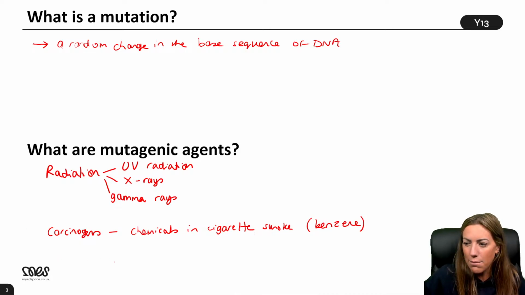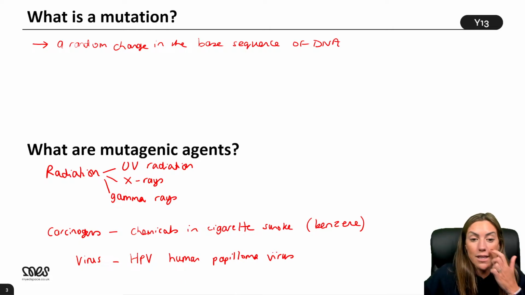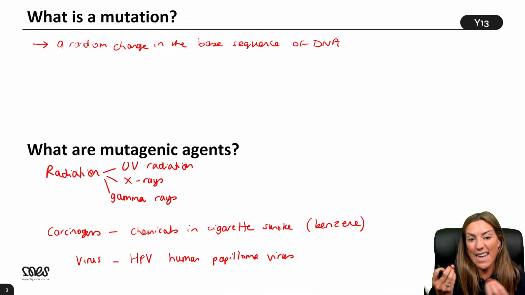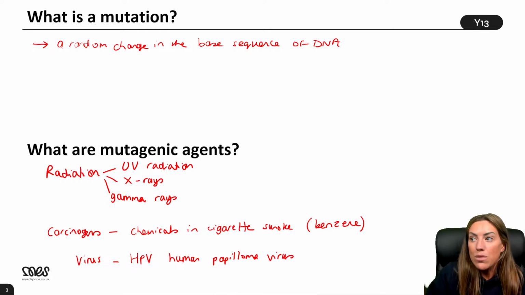Another one that you might be aware of, some viruses are mutagens. Have we all heard of HPV? The human papilloma virus. Infection with that virus is classed as a mutagenic agent because it increases the risk of cervical cancer, which is caused by mutations in the DNA. So that virus is acting as a mutagen.